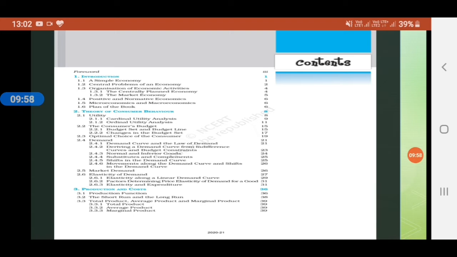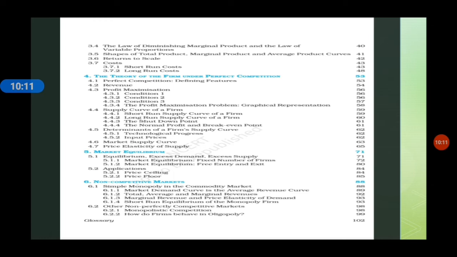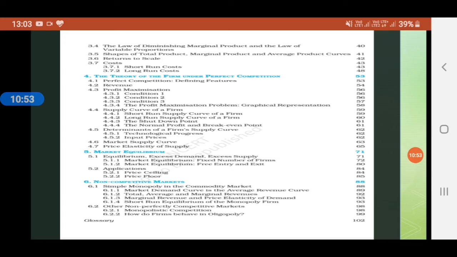Thereafter, they have kept concepts like total product, average product and marginal product. So here we learn the meaning of the total product, average product and marginal product, and how we can calculate those concepts. Thereafter, they have kept a concept, that is the law of diminishing marginal product and the law of variable proportions. So here these are the long run production function. How that production function conducts, that we learn in this return to scale concept.